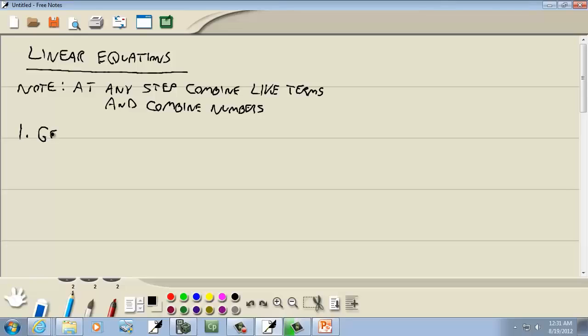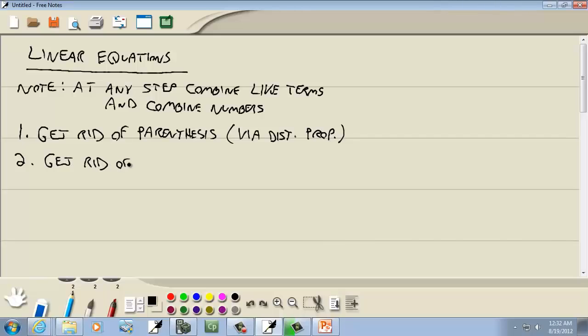Step 1. Get rid of parentheses. And you do this via the distributive property. Step 2. Get rid of fractions. And we do this by multiplying. Multiply everything by the LCM of all the denominators.